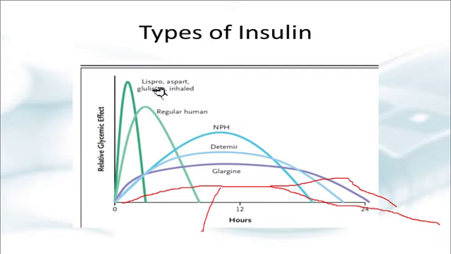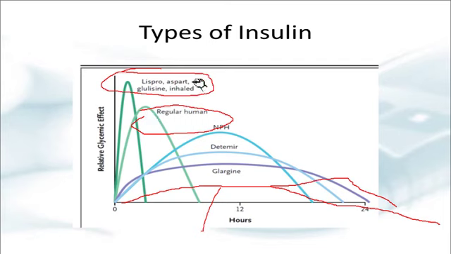And of course, lispro, aspart, and glulisine are generally considered peaking insulins, and regular human insulin also peaks quite high. And you know that these are short-acting insulins. Lispro, aspart, and glulisine are short-acting insulin analogs, and then regular human insulin is short-acting.